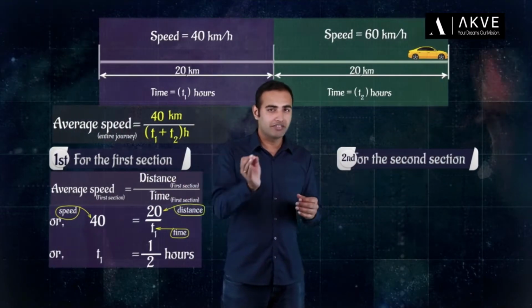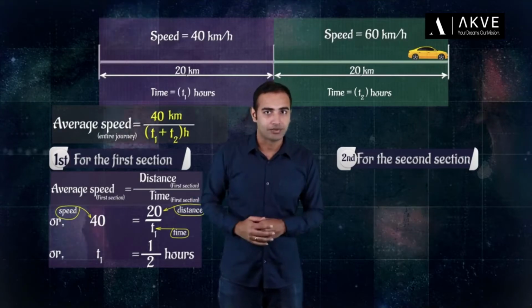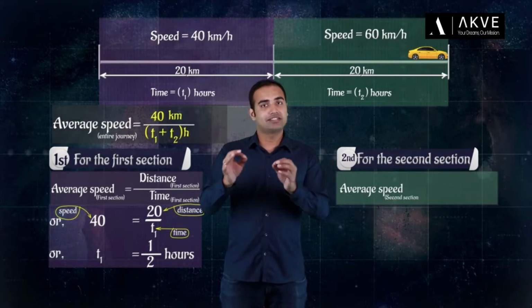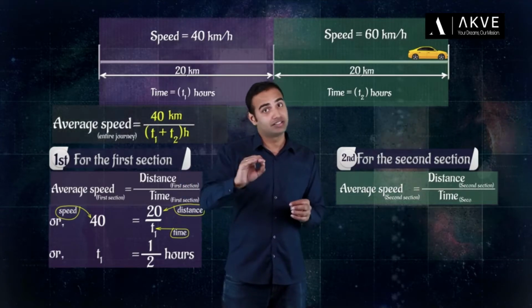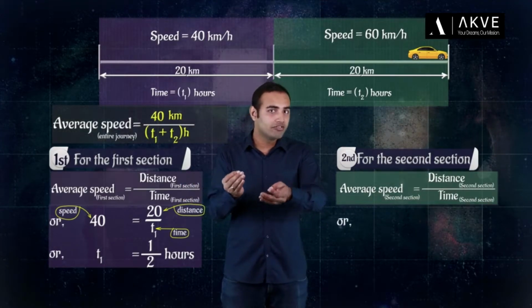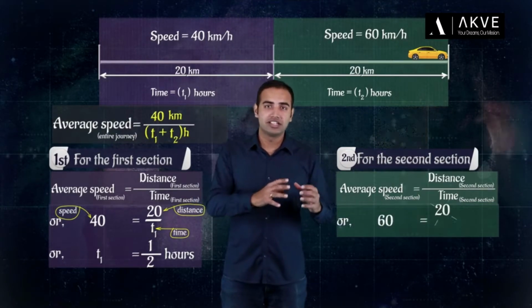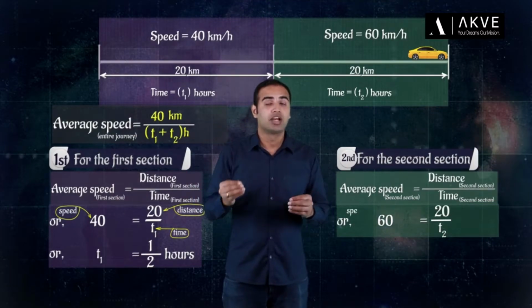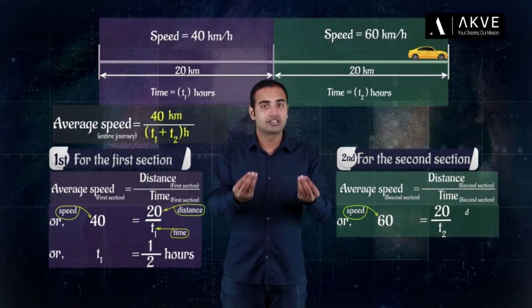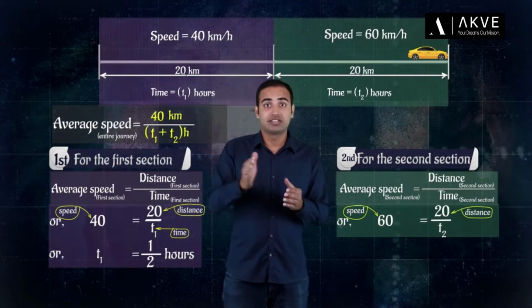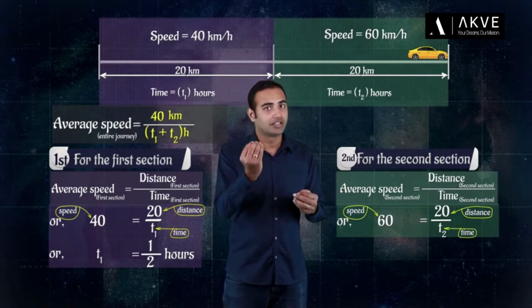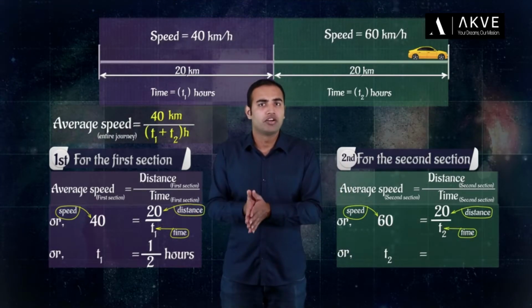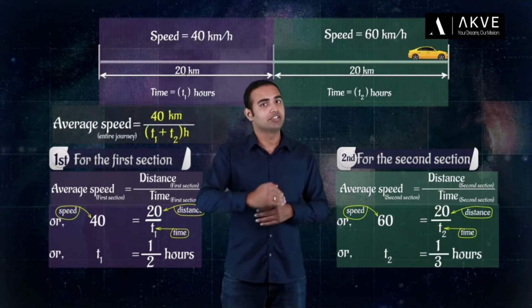Similarly, we can use the average speed formula for the second section as well. So we get average speed in the second section equal to distance covered in the second section divided by time taken in the second section. Replacing them with the values, we get 60 is equal to 20 divided by T2. Now 60 here is the speed, 60 kilometers per hour. 20 once again is the distance covered in the second section, which is 20 kilometers. And T2 is the time taken in hours. Solving for T2, we get the value as 1 by 3 hours.